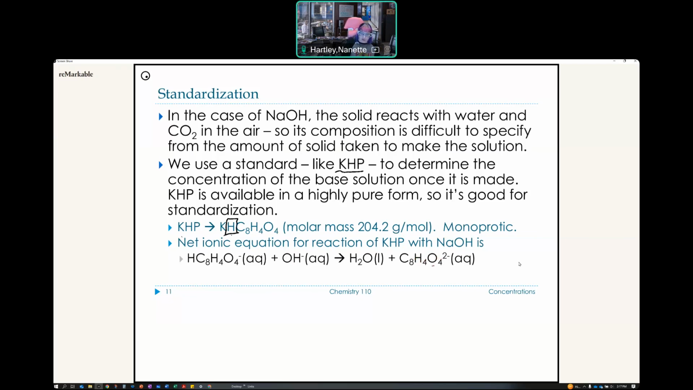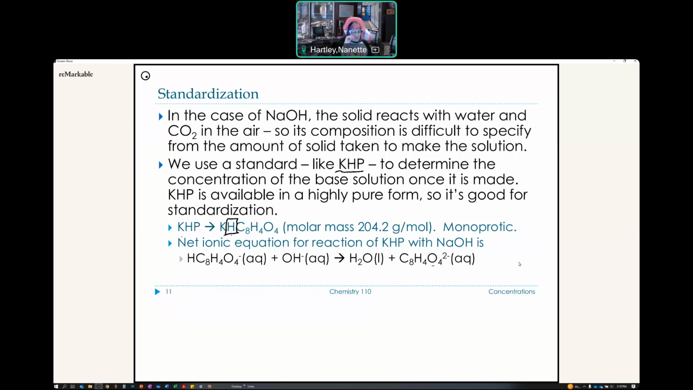And so this is an ionic equation for that process. Okay. So that is the reaction that we can see when we work with this standard. Now, KHP is extremely stable. It doesn't react with water. It doesn't pick up water anywhere. It's not hygroscopic, meaning that it picks up water. It's not temperature sensitive. It doesn't do a lot of things in the atmosphere. So it's very easy for us to work with.